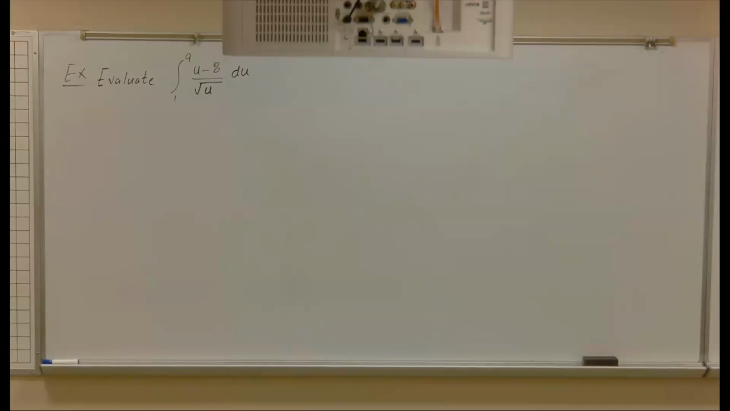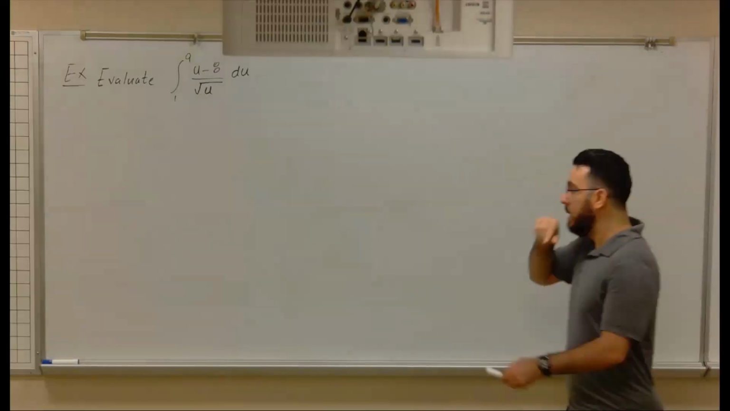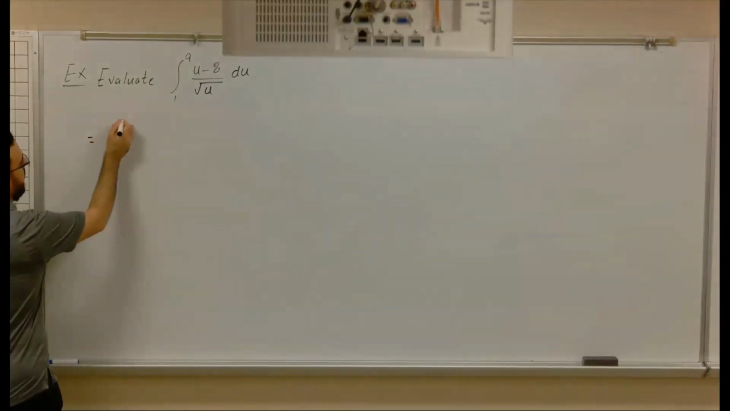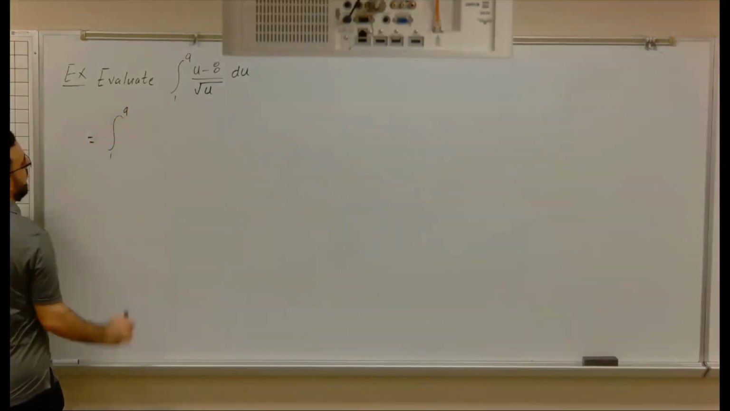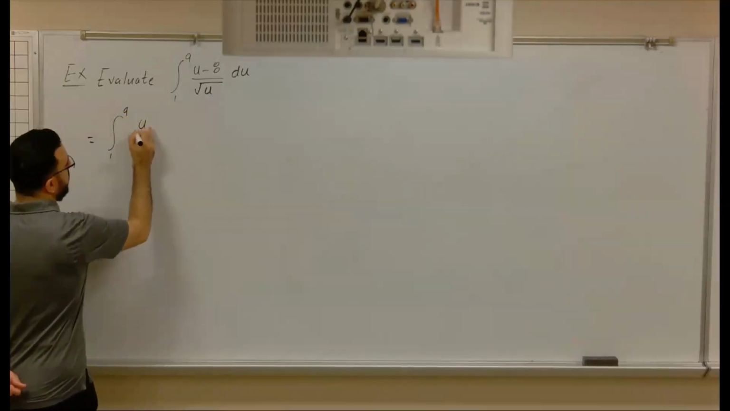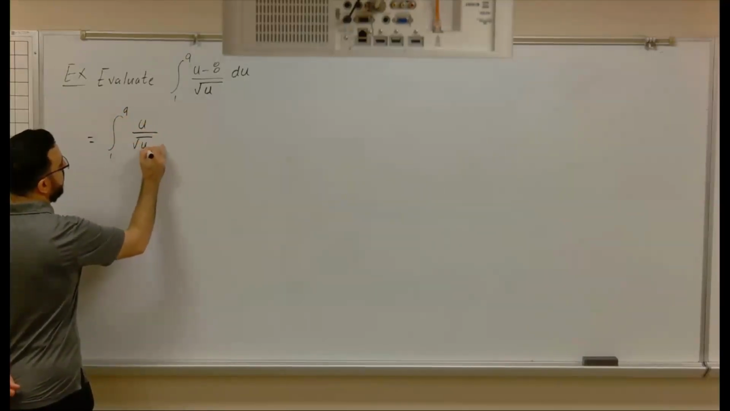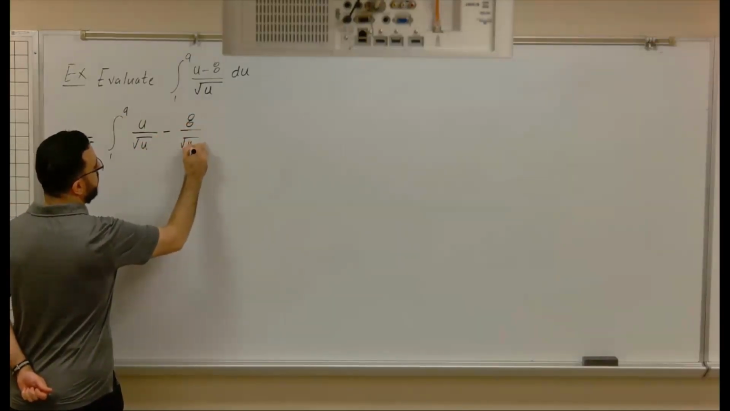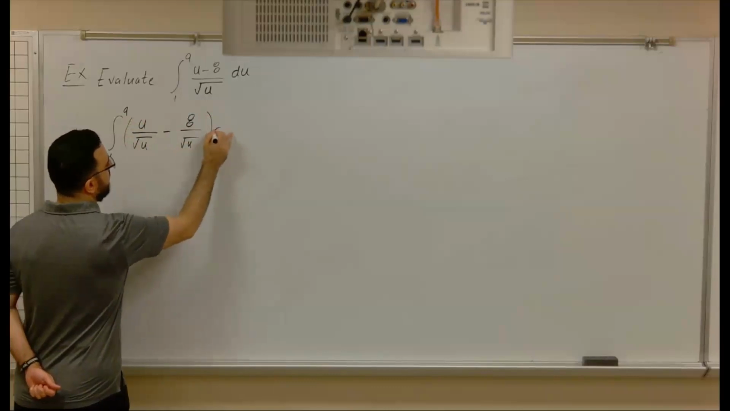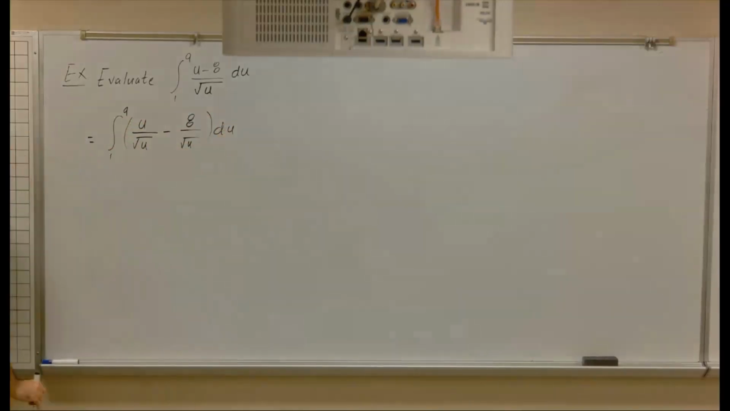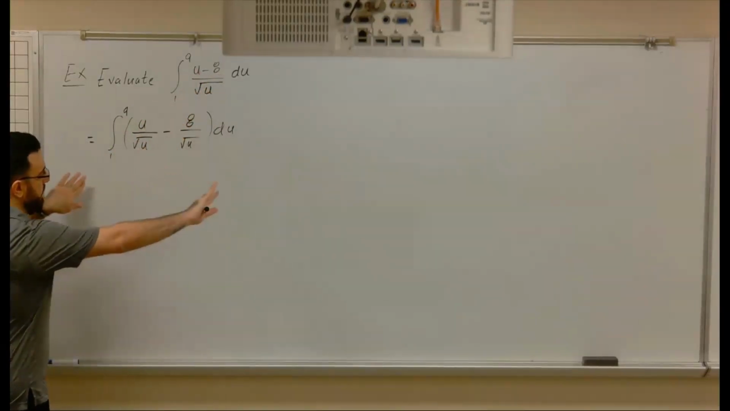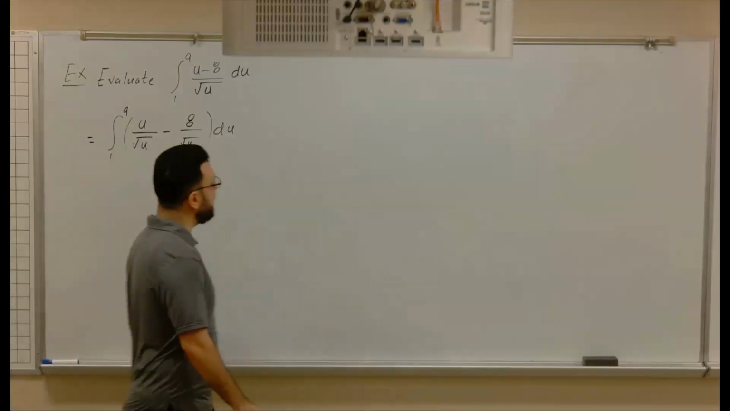Thinking about how I'm going to find this integral. Can I say this one is equal to the same thing? The integral from 1 to 9 of u divided by the square root of u, minus 8 divided by the square root of u. Can I do that? Because this is a denominator for u and for the 8, so I'm just going to split these two. Next step.